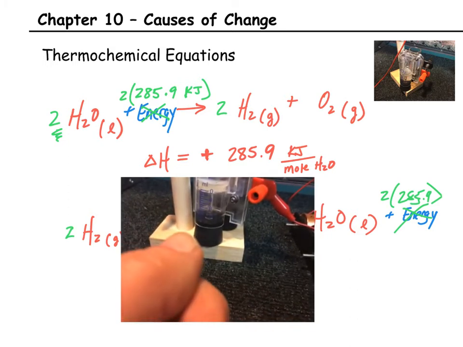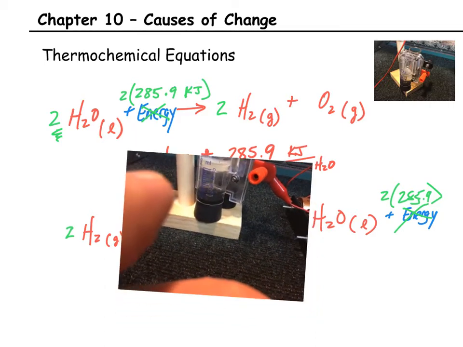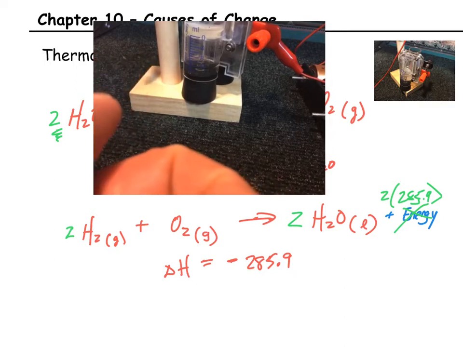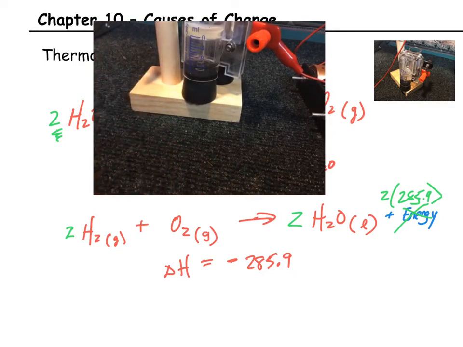So for the endothermic reactions, delta H is plus, and if we put it into the chemical reaction or the equation, we want to put it on the left side. For the exothermic reactions, heat comes out and delta H is negative, and we put the heat term or the energy term on the right-hand side of the equation.